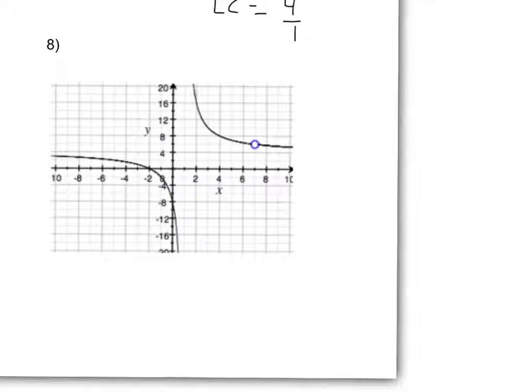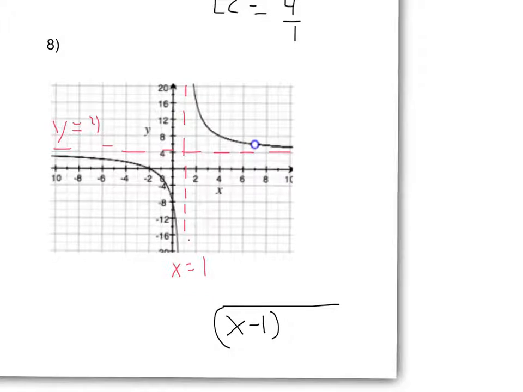In number 8, I look for the same information. Looks like there is a vertical asymptote at x equals 1, and a horizontal asymptote at y equals 4. I take care of the vertical asymptote by putting that on the bottom. Now I also have to take care of this hole. Remember, holes will have the same factor on top and bottom. They're still undefined values, just like asymptotes. And then lastly, take care of my x-intercept. Make sure you have that on the top.